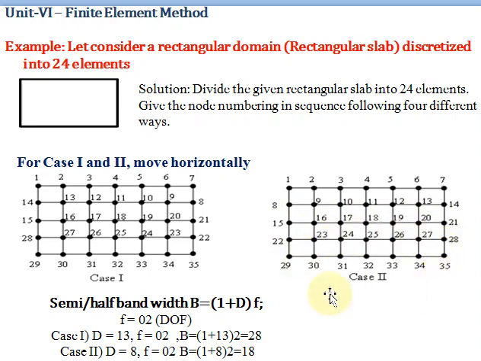Okay, up to 35. So here semi bandwidth B is equal to 1 plus D into F. So here F is equal to 2. Okay, so here degree of freedom is 2 for all the figures. Now here D is equal to 13. So F is equal to 2 and B is equal to 1 plus 13 into 2, which is 28 for figure number 1. If you see figure number 2, D is equal to 8, F is equal to 2. So B is equal to 1 plus 8 into 2, which is 18.